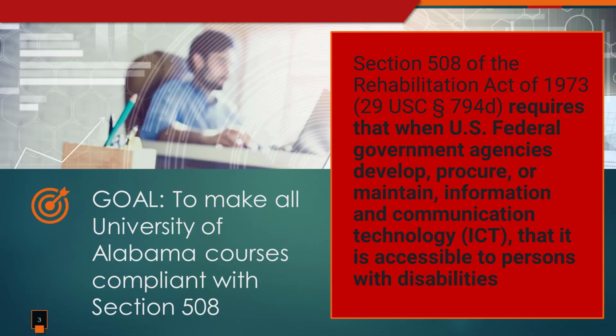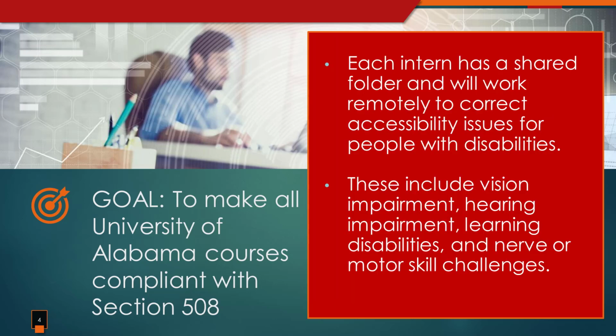Section 508 is important because it requires all U.S. federal government agencies to develop, procure, or maintain information and communications technology that is accessible to persons with disabilities. This includes public universities, and that also means that every PowerPoint, Word document, table, Excel spreadsheet in a course should be accessible to people with disabilities.